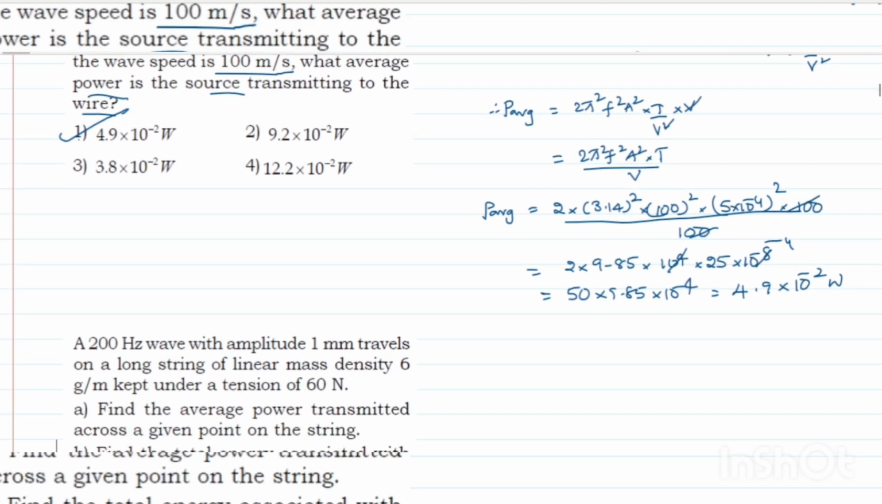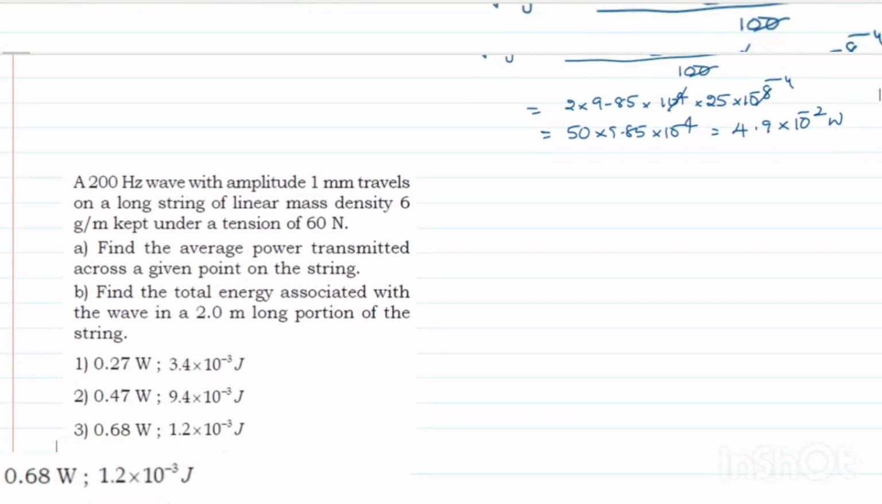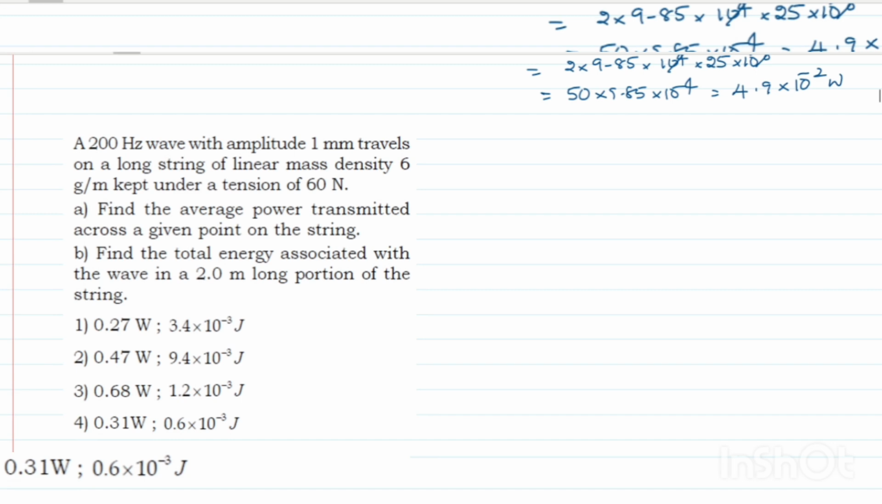Let us see the next question. The next question says here, a 200 Hz wave with an amplitude of 1 millimeter travels on a long string of linear mass density 6 gram per meter. So here linear mass density you can take as mass per unit length, and here it is given as 6 gram per meter, that is 6 into 10 power minus 3 kg per meter, and its frequency is given as 200 Hz, under the tension of 60 newtons.